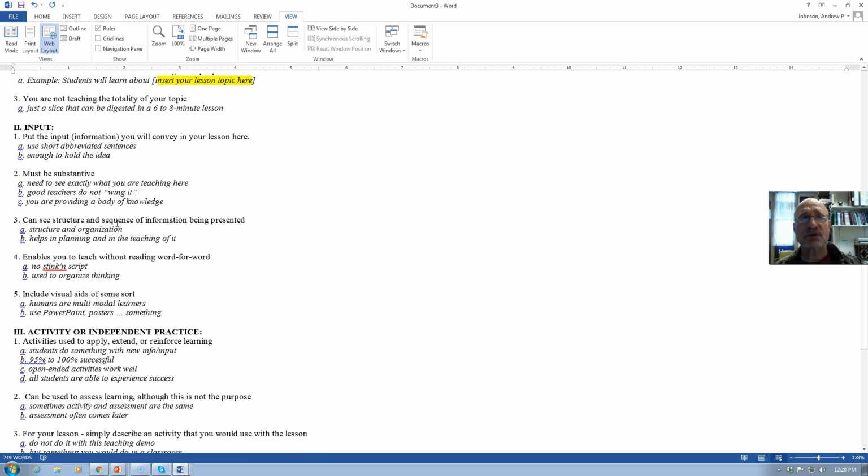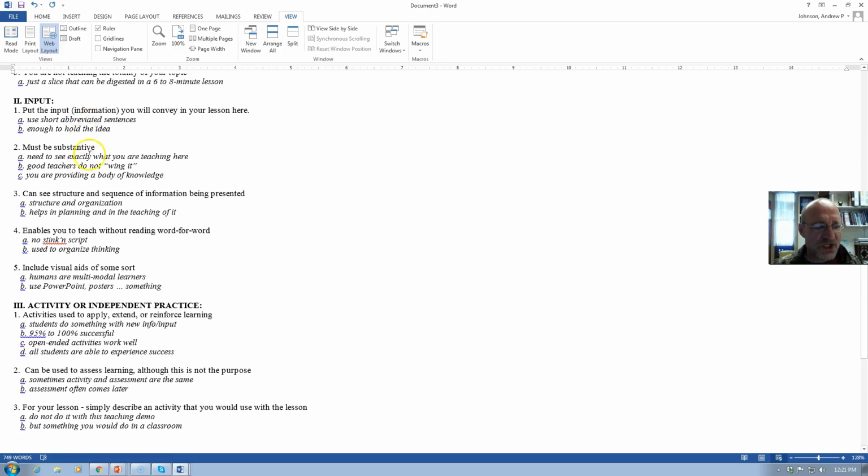Rule of thumb with the input, by the way, you should be able to hand it to a teaching partner. They should be able to pick it up and teach from it. Why is that important? That level of planning means you have thought through. It's organized up here, it will be organized there. So you must think through all aspects. And that's why, rule of thumb, someone should be able to pick it up and teach from it.